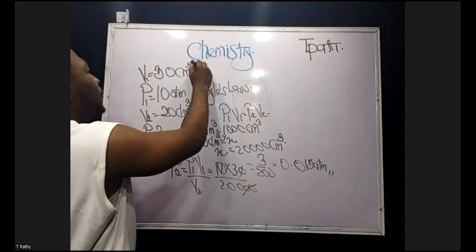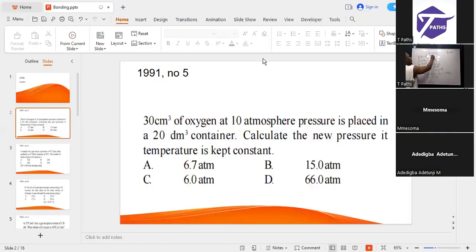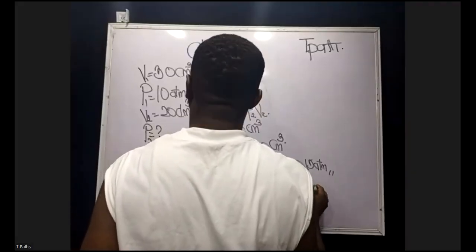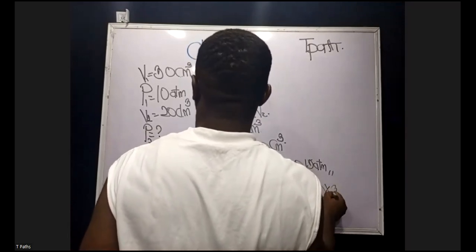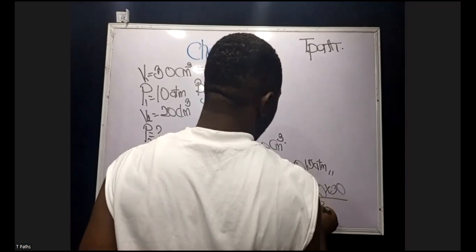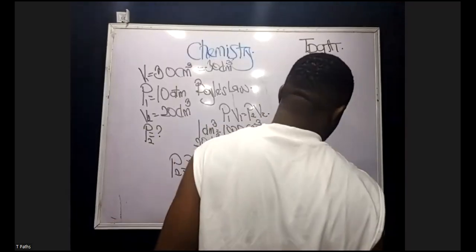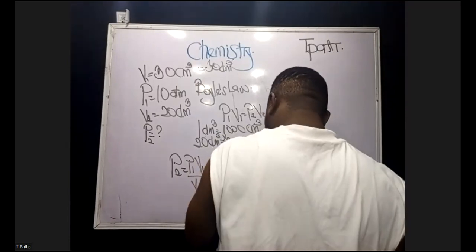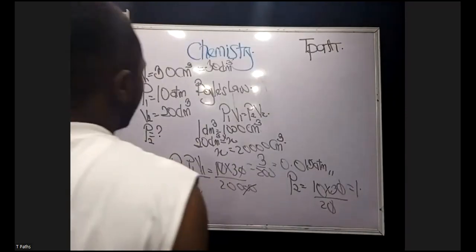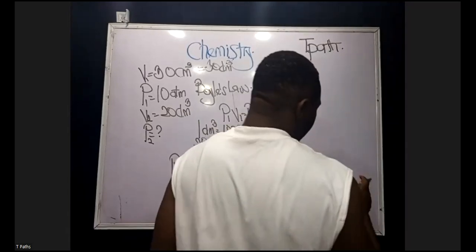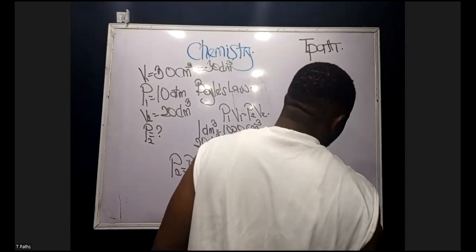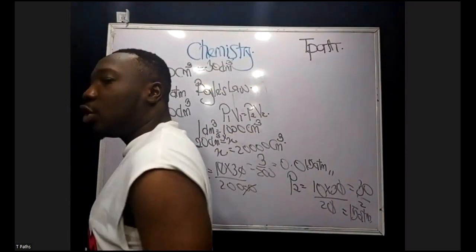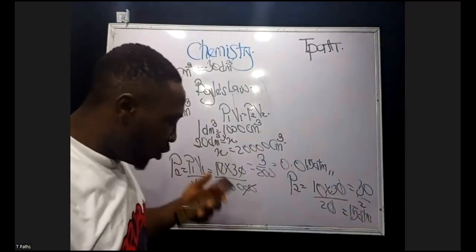If it's 30 dm cube, let's see. P2 will now be equal to 10 times 30 over 20. 10 times 3 is 30, 30 over 2 is 15 atm. So I think the typo is in the dm cube. So we've answered it very well. That's option B.